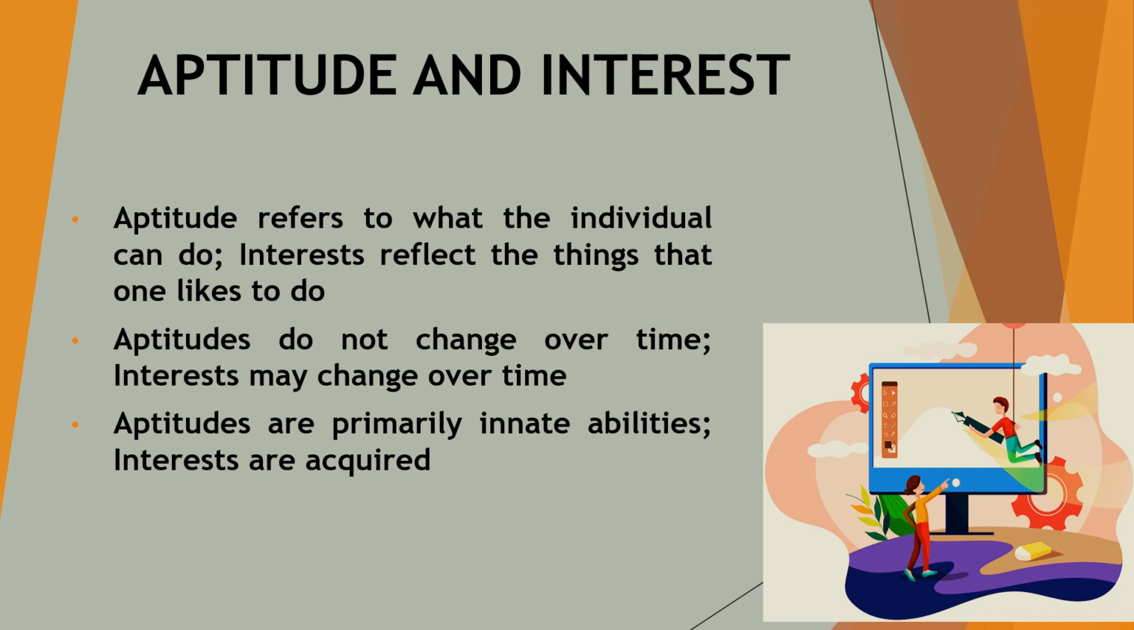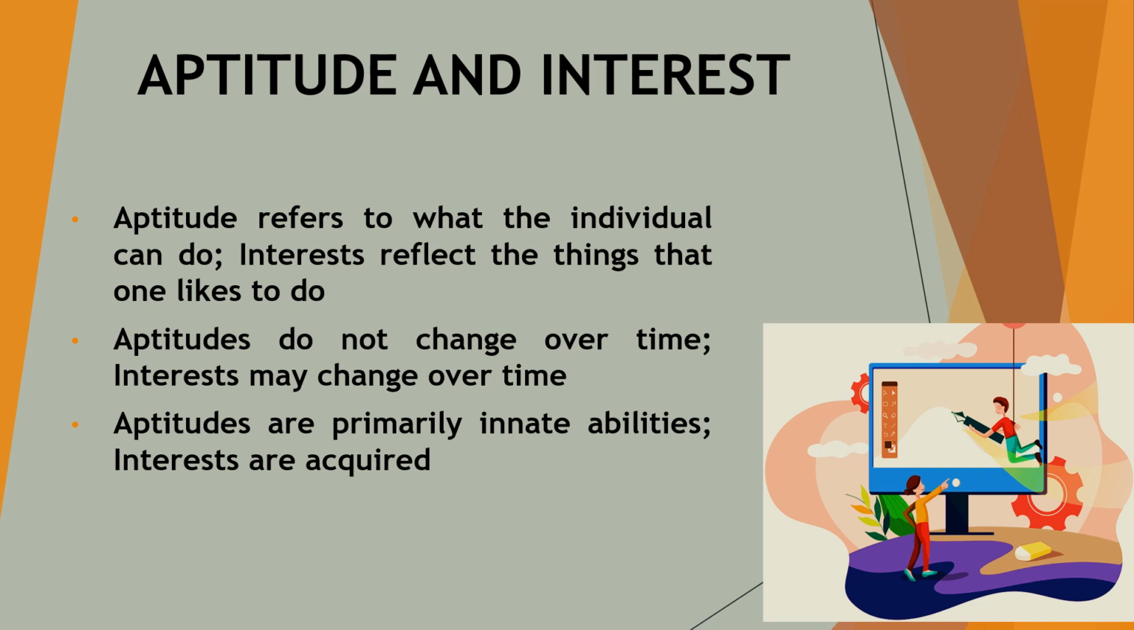Then aptitude and interest. Aptitude refers to what the individual can do. The person may not have interest in it, but he will do it. The interest reflects the things that one likes to do. So that is the difference. Can do and likes to do. Having potential does not guarantee one is interested in it.